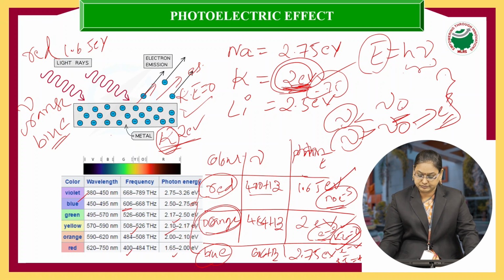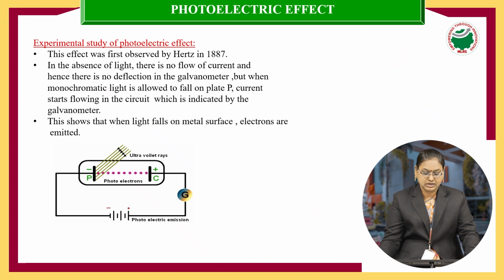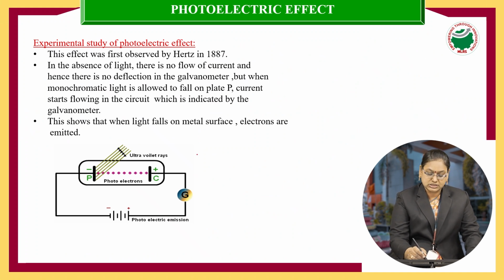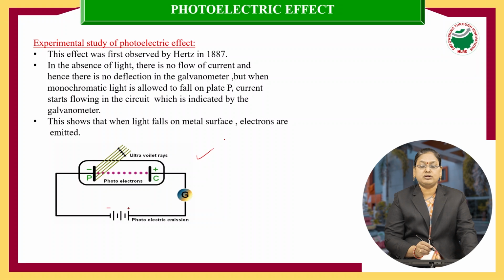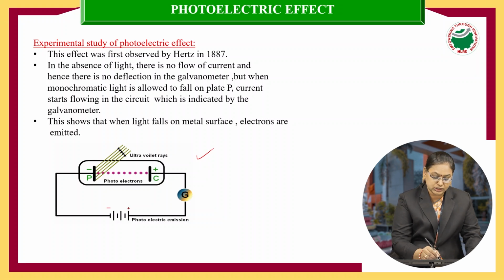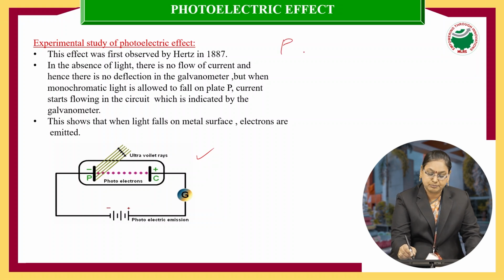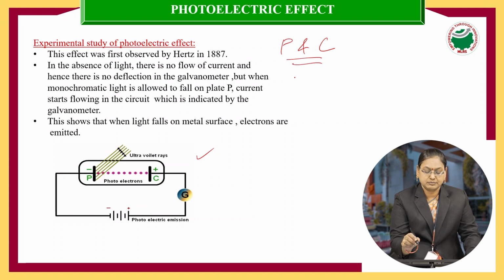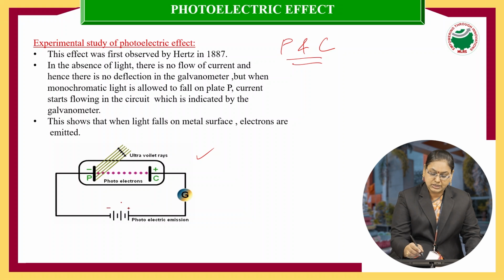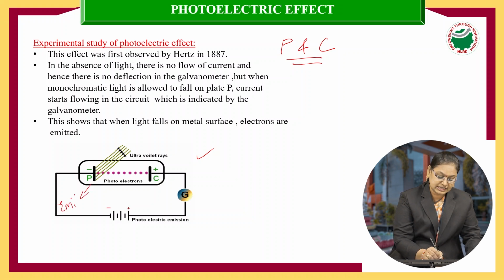So next we will see the experimental study of photoelectric effect. So this figure shows the experimental setup of photoelectric effect. Here we have taken two metal plates P and C. These two metal plates are placed inside an evacuated quartz chamber. Now P is acting like an emitter and C acts like a collector.